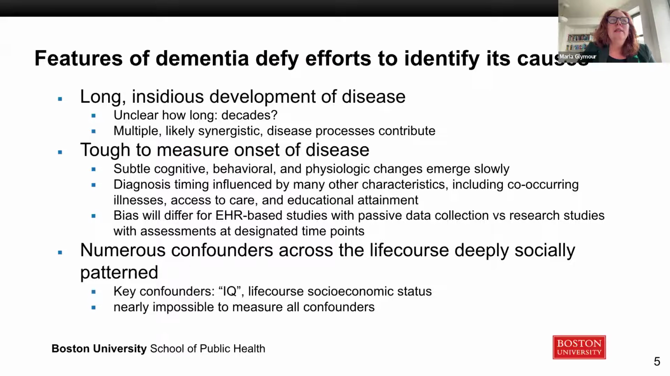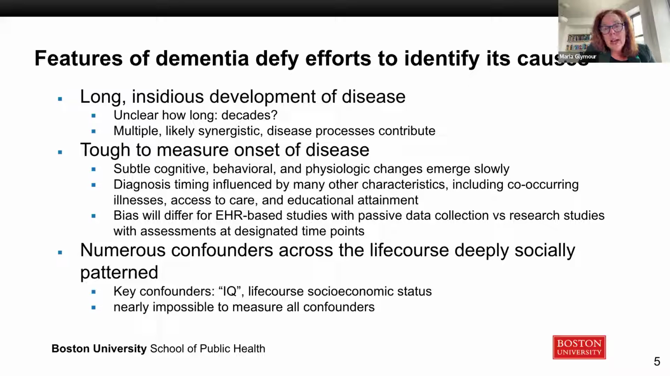One is the disease develops slowly, insidiously over the course of probably decades. And in fact, the full course is a little bit unclear. There are, as I mentioned, multiple likely synergistic disease processes that contribute. It is very difficult to measure the onset of disease because it is rarely an acute and sudden onset. It is a slowly developing process. Subtle cognitive, behavioral, and physiologic changes emerge slowly.